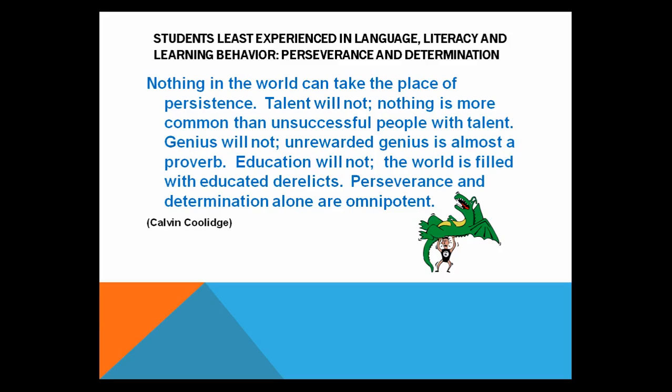Calvin Coolidge said, nothing in the world can take the place of persistence. Our kids are not persisting in chasing down some of the challenge that is there for them in school. And Coolidge goes on to say, talent will not. Nothing is more common than unsuccessful people with talent. Genius will not. Unrewarded genius is almost a proverb. Education will not. The world is filled with educated derelicts. Perseverance and determination alone are omnipotent. And somehow we've let all of this slide.